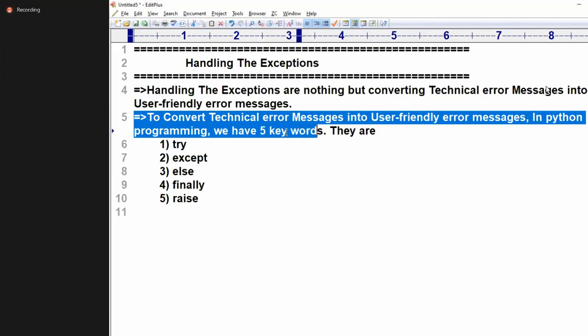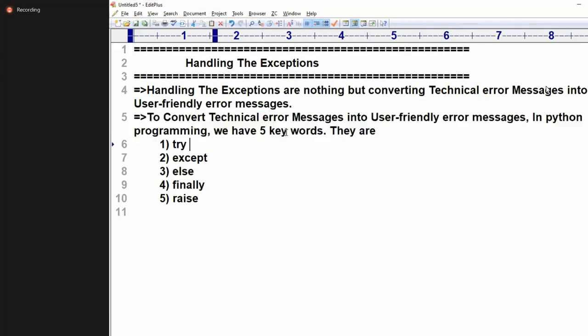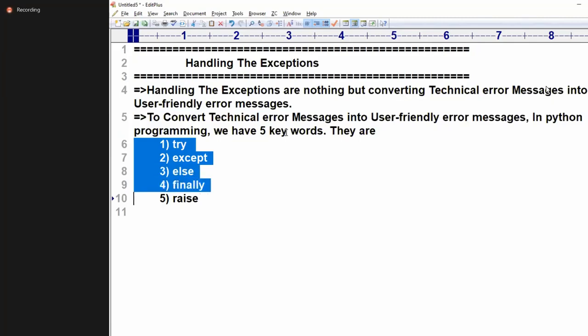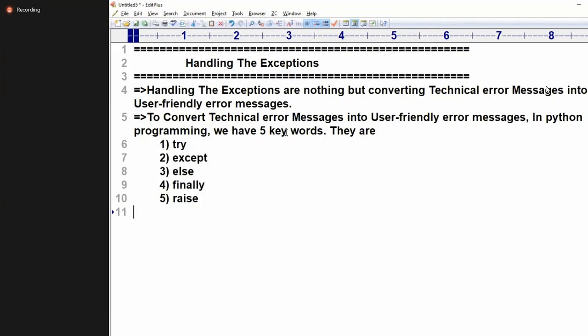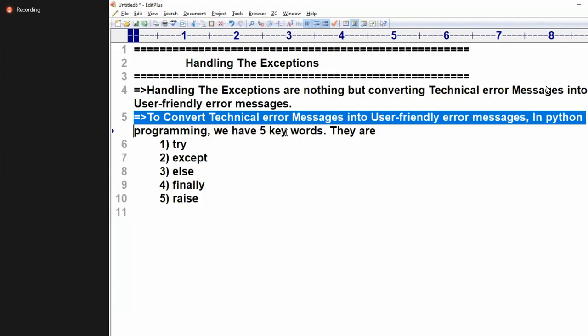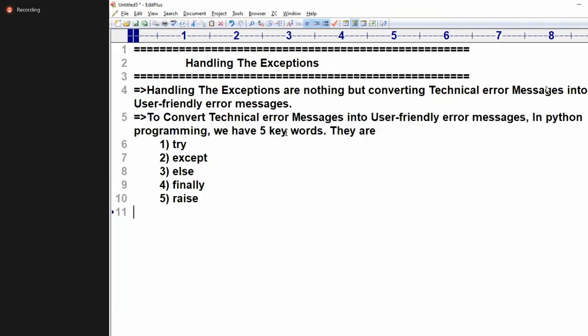So all these keywords are directly or indirectly helping us to convert our technical error messages into user-friendly error messages. How many keywords are there? Five keywords are there. Those five keywords are directly or indirectly helping us to convert technical error messages into user-friendly error messages. Next, we need to understand the syntax for handling the exceptions.